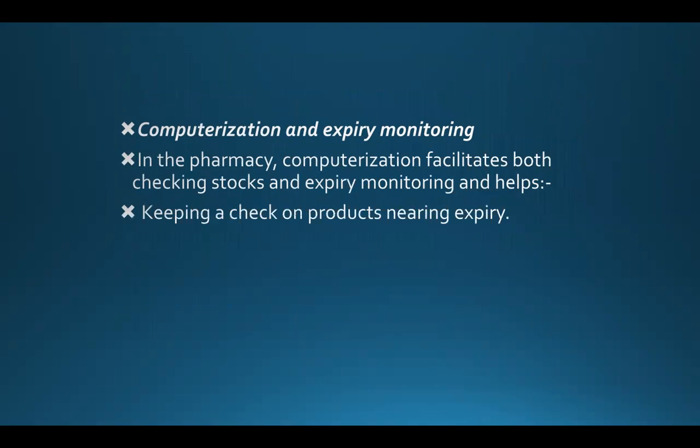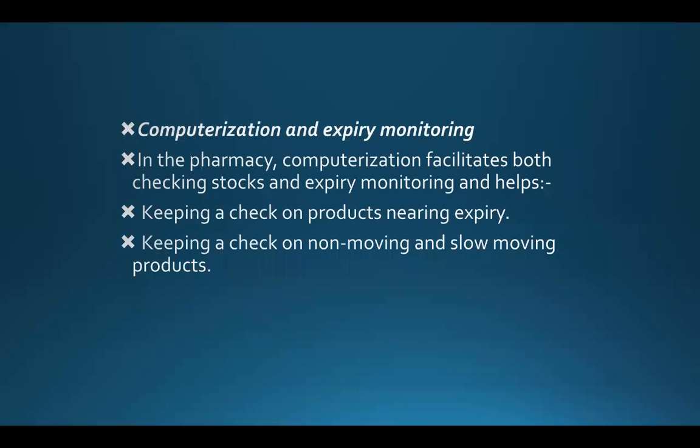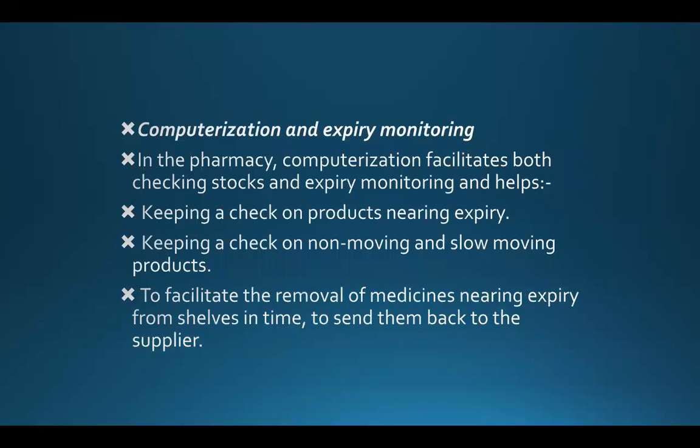Computerization and expiry monitoring. In the pharmacy, computerization facilities help both in checking stocks and expiry monitoring. They help keep a check on products nearing expiry, and on non-moving and slow-moving products, to facilitate the removal of medicines nearing expiry from shelves in time to send them back to the supplier.